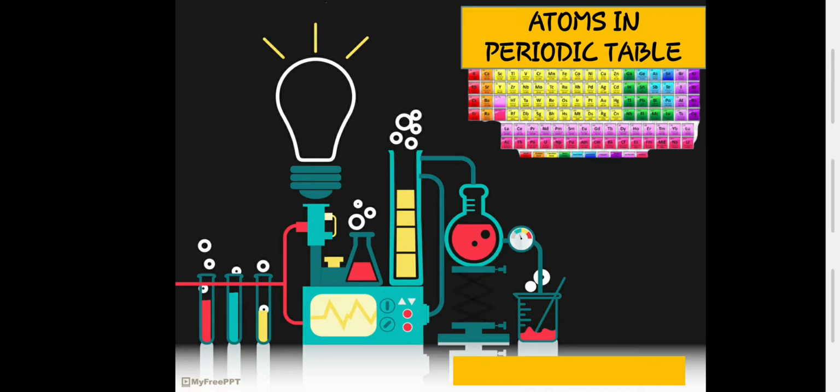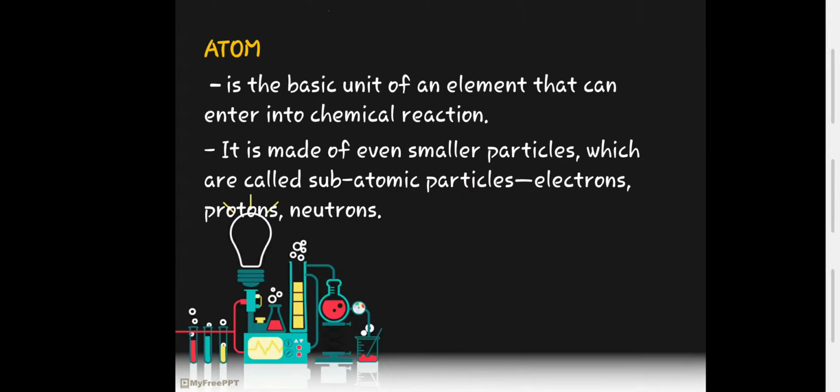Aside from that, we also discussed matter, the types of matter, and its classification. So now let's continue our discussion to atoms in the periodic table. Let's start by defining atom.